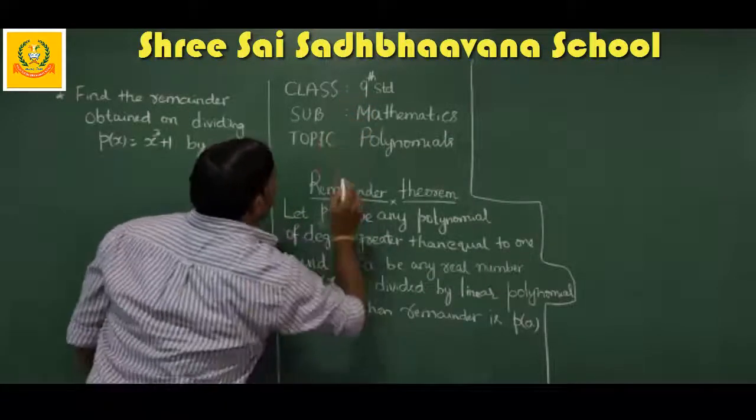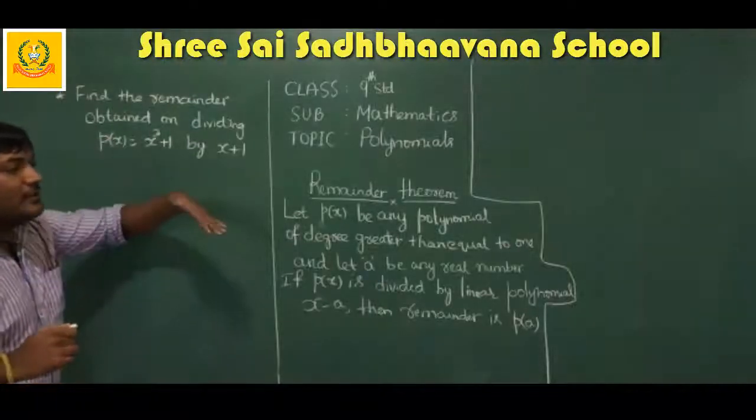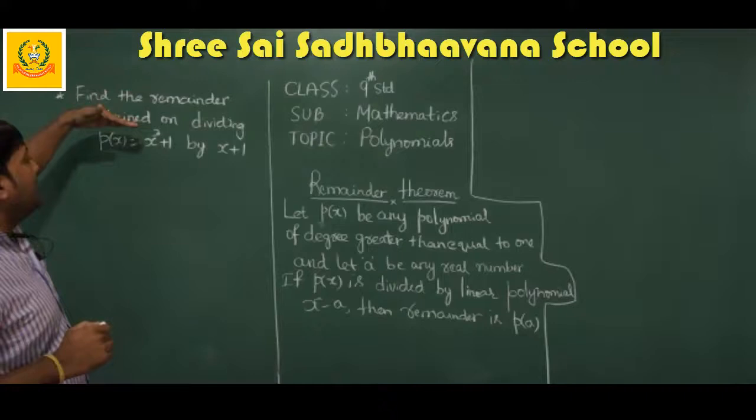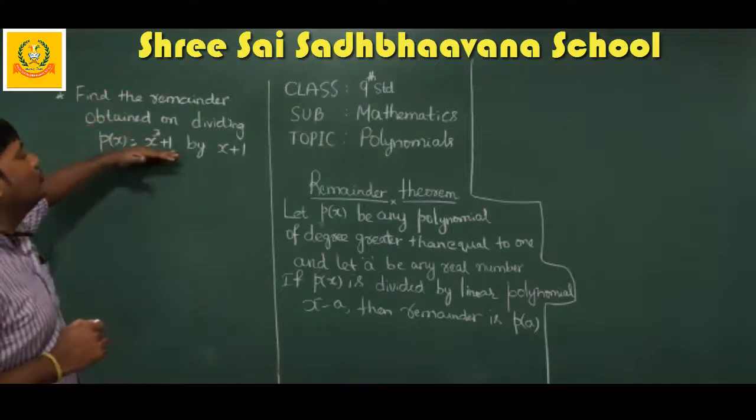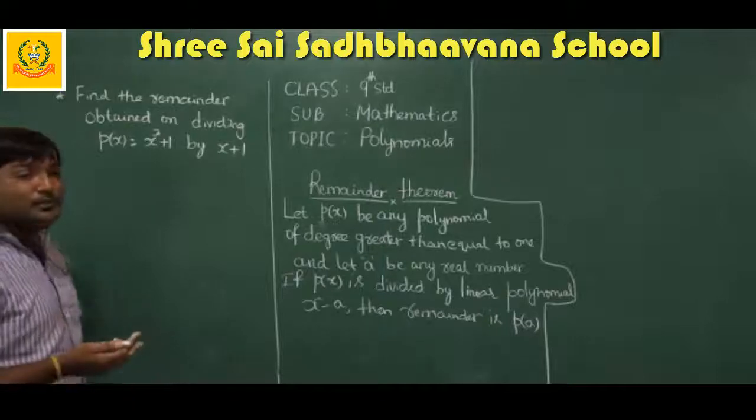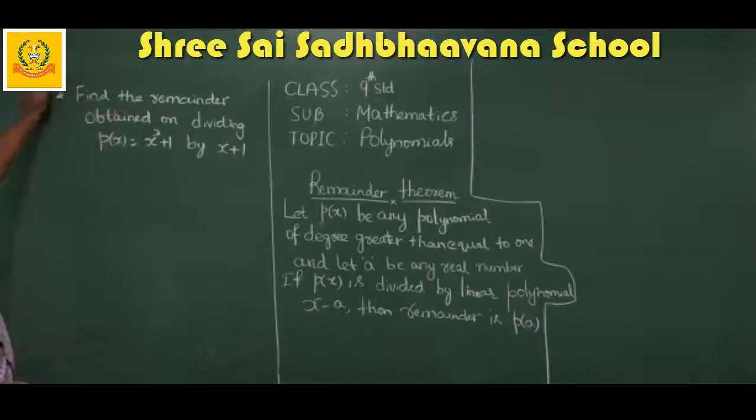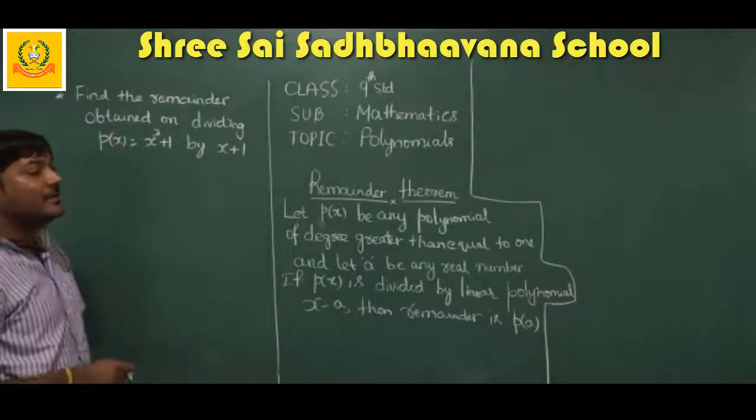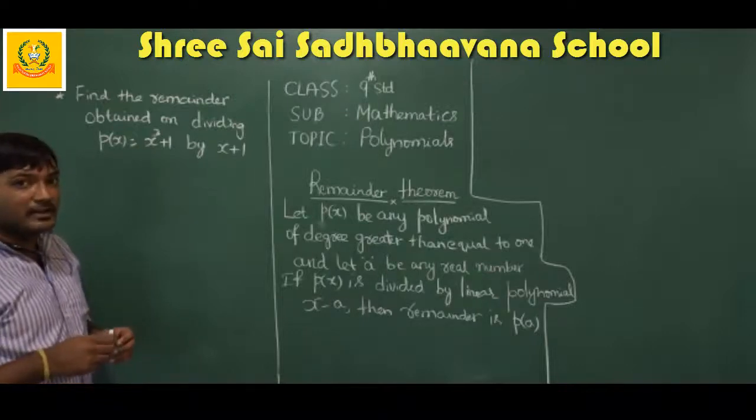Before coming to this remainder theorem, let me solve one sum. Find the remainder obtained by dividing x cube plus 1 by x plus 1. Usually, when we have to find the remainder, we divide the polynomial and then we find the remainder. Correct? So that is one way we can find the remainder. The other way is by using the remainder theorem.